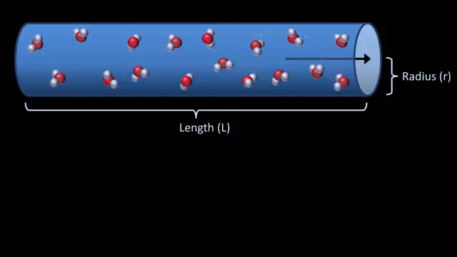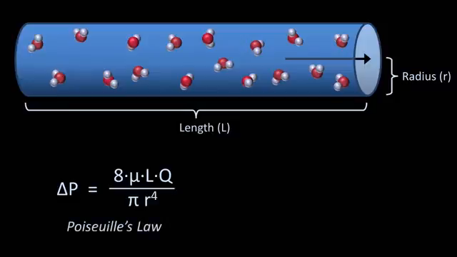Viscosity becomes a critical component of the relationship between a pressure gradient along the length of a tube and that tube's length and radius. And here is that relationship. For a tube with length L and radius R, the pressure gradient in a fluid as measured between 2 points along a tube is equal to 8 times the viscosity of the fluid times the length of distance between the points times the rate of fluid flow, all divided by pi times the radius to the 4th power. This is known as Poiseuille's Law.